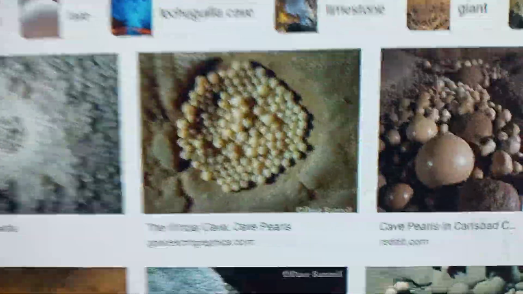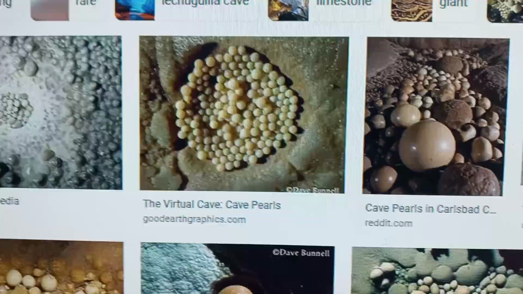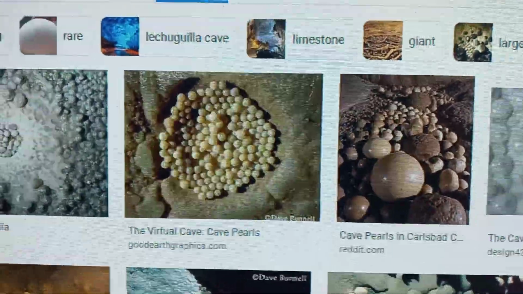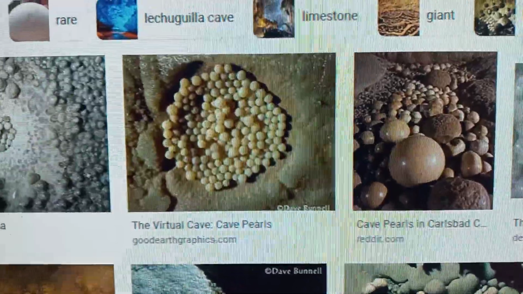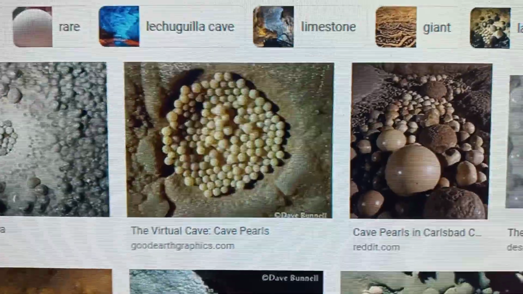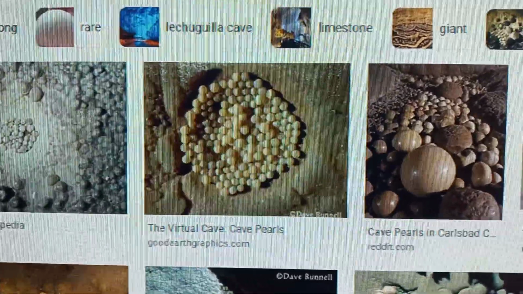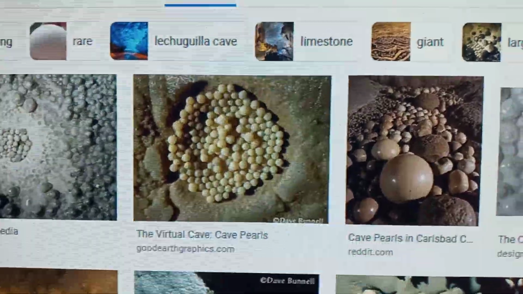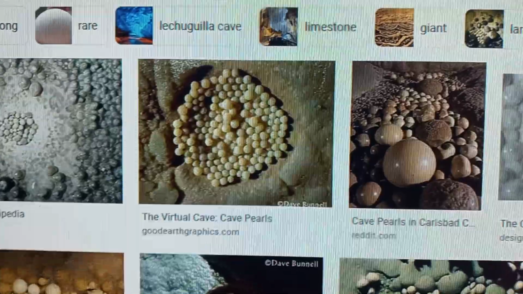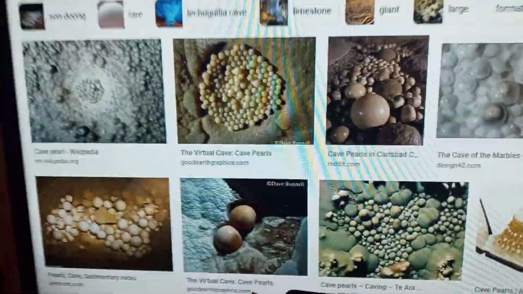Okay, now these are cave pearls, all right? So the planet or a cave essentially forms a pearl the exact same way a mollusk would, which tells me that the planet is mollusk in nature. And lo and behold, it is.